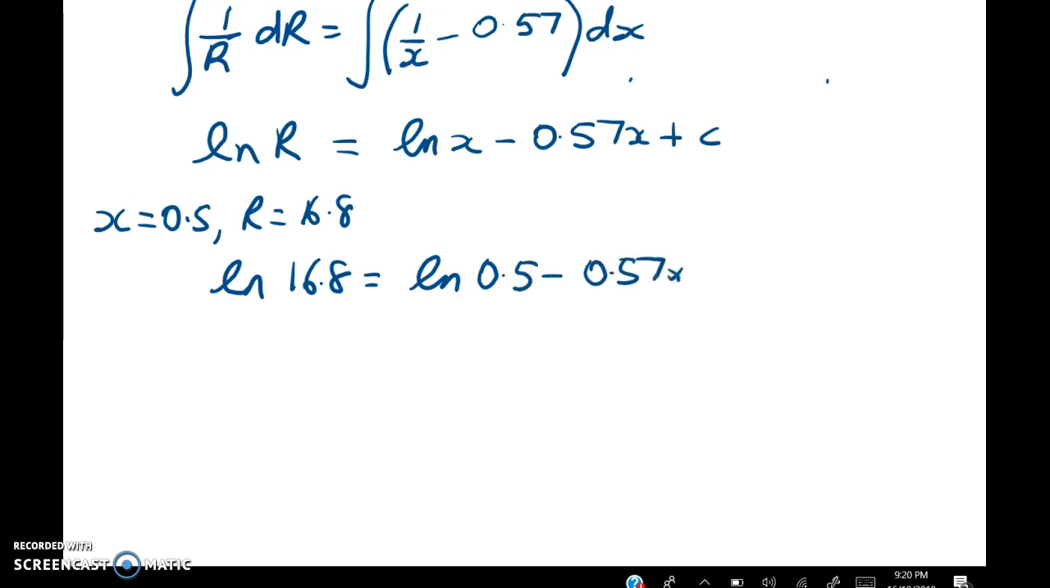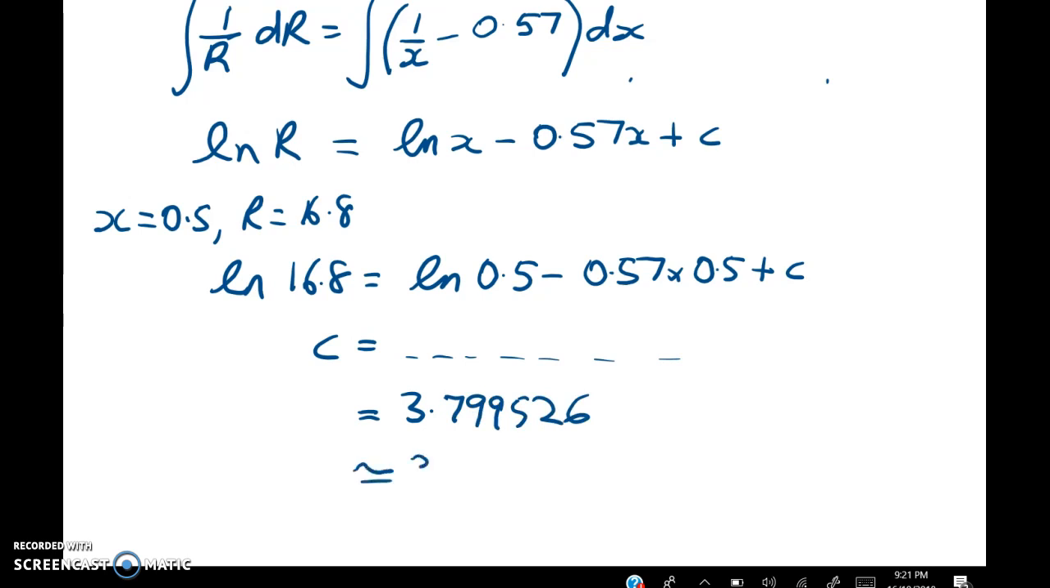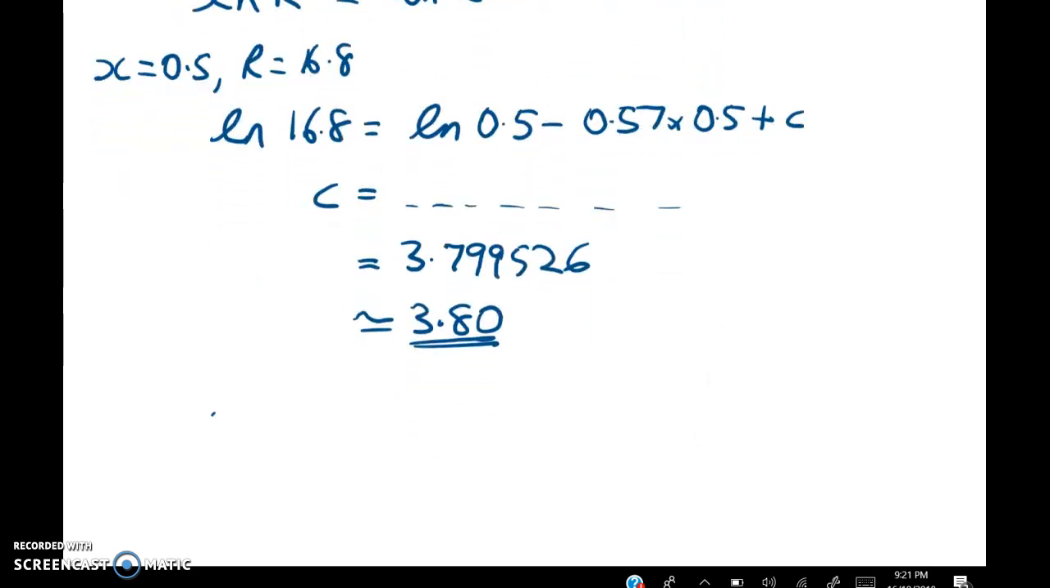So just doing that carefully, 0.5, not 5, gives me C is equal to, I'm going to leave that line for you to work out, but C works out to be 3.799526, and I'm going to round that to 3 significant figures now, because I'm about to chuck that into my DE. You can keep it unrounded if you want to. That gives me the natural log of R is equal to this.